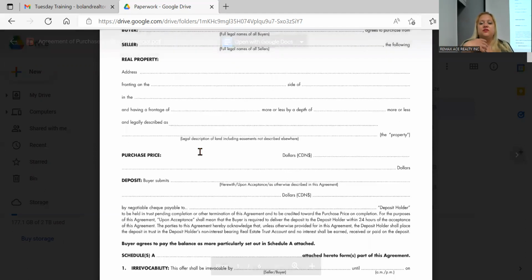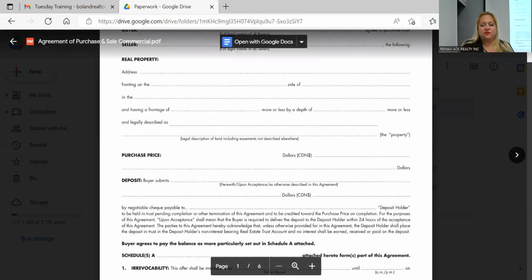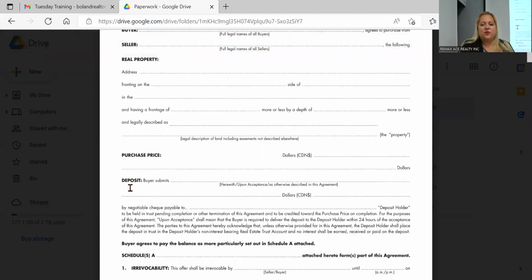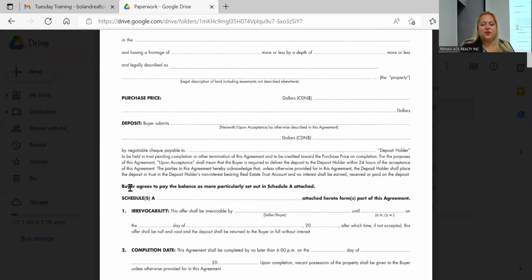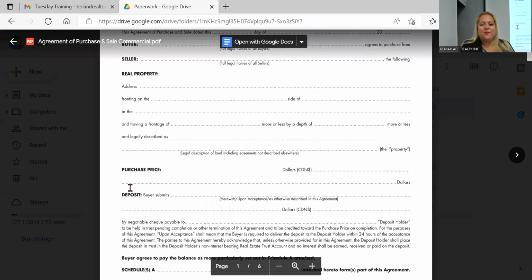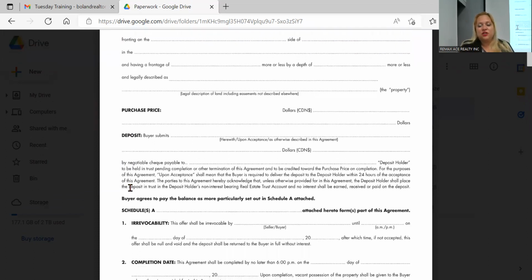Again, we're talking about doing our due diligence, looking up the zoning. That's the one thing I wanted to touch on really quickly. So I'll remember this once I get the agreement of purchase and sale off our screen. But zoning is important as well, because you want to make sure that your client is purchasing it for the correct zoning.